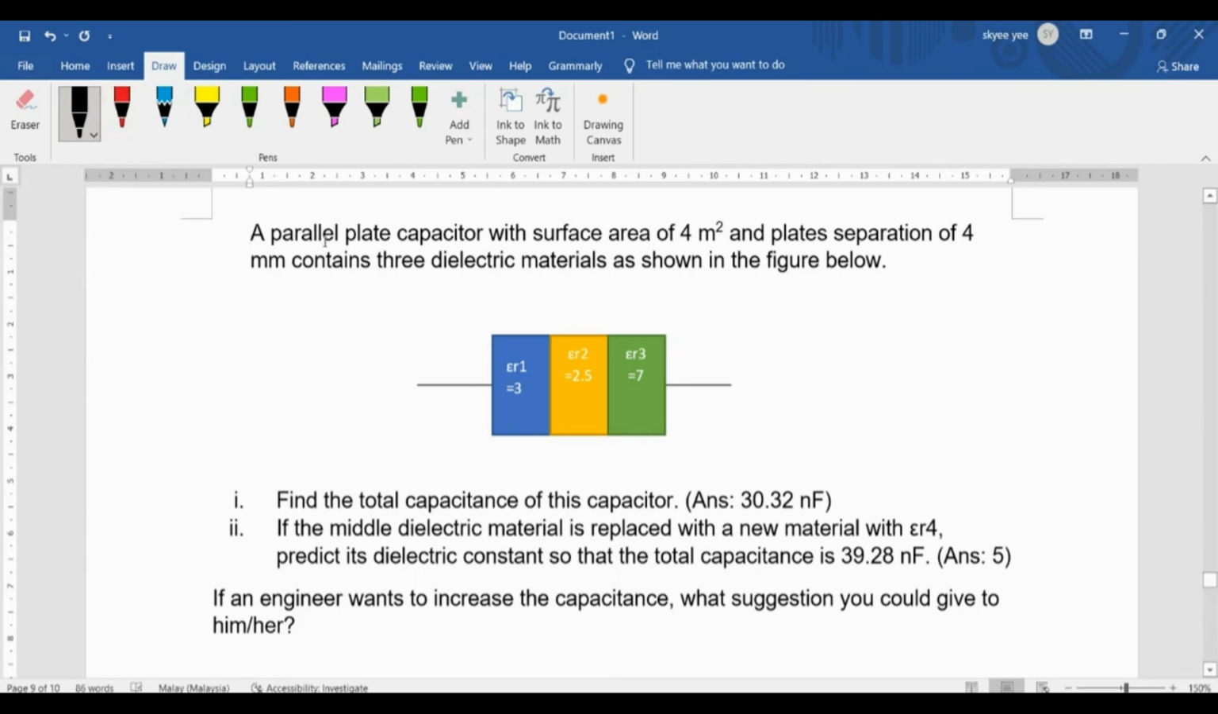Now you have a parallel plate capacitor with a surface area of 4 meters square. Here you see two lines, which show that the terminal is over here, and the surface area of the plate is here. The surface area. And this is the separation.